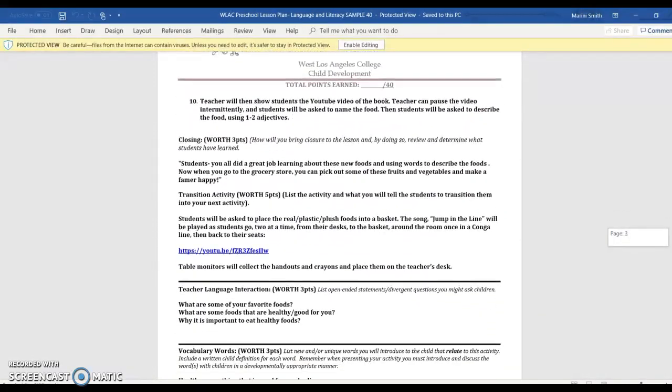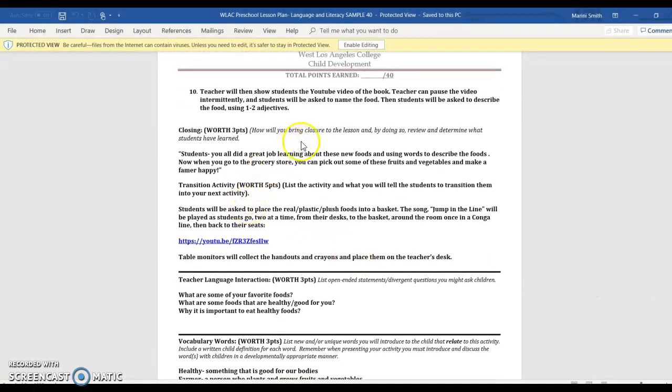All right, now the closing. The closing is important as well. How will you bring closure to the lesson, and by doing so, review and determine what students have learned? So we don't just say, okay, guys, thank you for participating. We need to bring back the learning aspect. What is the goal, and how do we review the material that the students covered during that particular lesson?